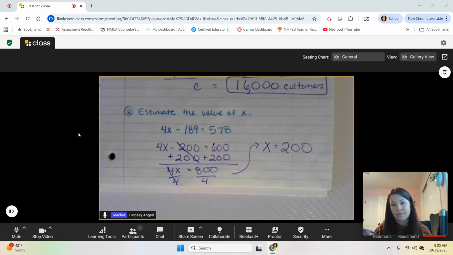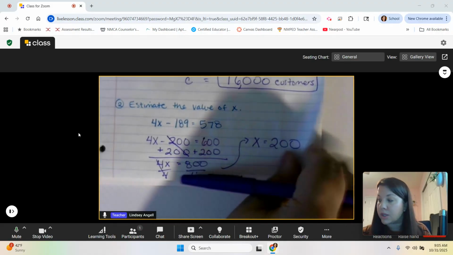So with that, if you were to go back and do the actual problem, your answer should be somewhere around 200. And again, that's just a good way for you to estimate and determine, is my answer reasonable? Like if you get something that's like 2,000, well, that's way off, right? So you know something went wrong and you need to go back and look at it again.